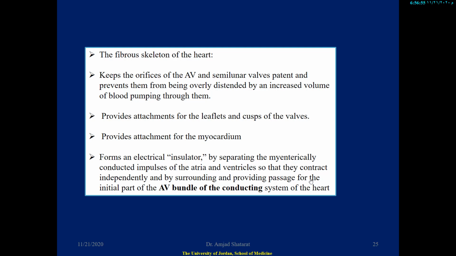It forms an electrical insulator, which is very important, by separating the muscles conducting impulses, which is the conducting system, of the heart.